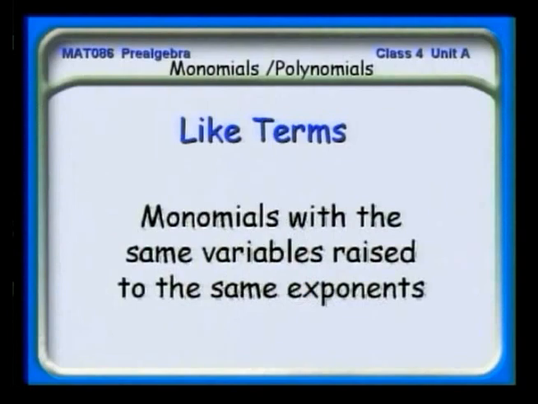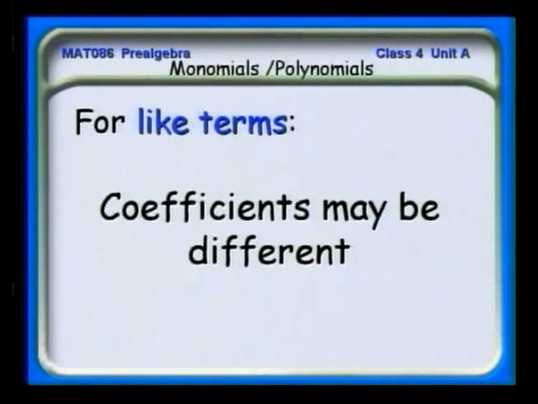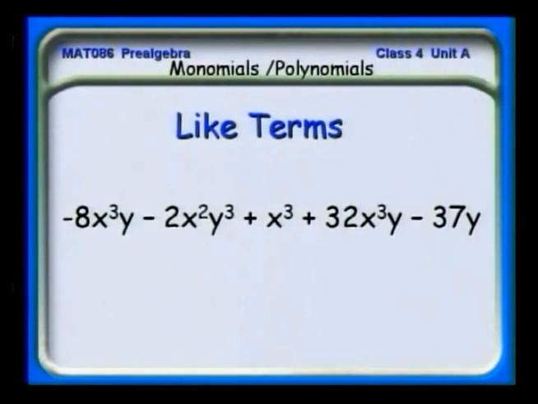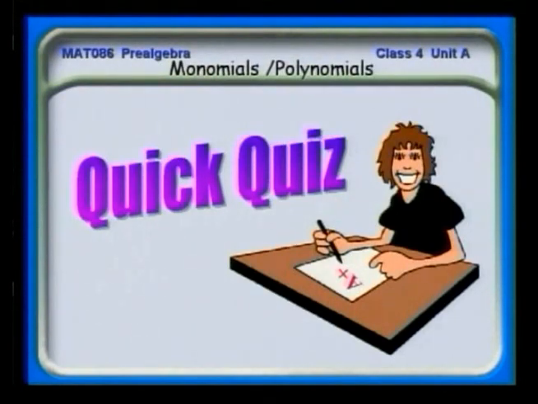Now let's look at like terms. Like terms are monomials with the same variables raised to the same exponents. For example, the coefficients could be different. Let's see if we look in this example to identify the like terms. Which ones are the same? Well, we have minus 8x cubed y and a 32 x cubed y. In both cases, we have x to the 3rd power, y to the 1st power, and nothing else. Those are like terms. How about a quick quiz?